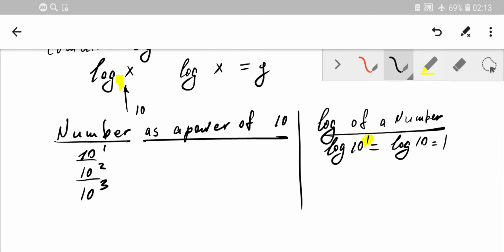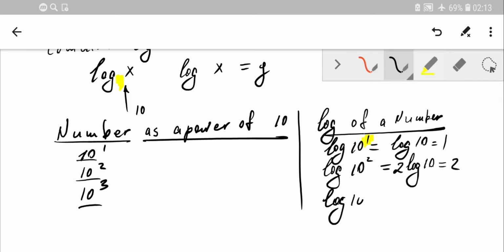Okay, so let's check 10 squared. In this case, we'll have log with the base 10 of 10 squared. According to the property, we'll get 2 times log base 10 of 10. In this case, we'll get 2. So simply, if we apply the log, you understand the logic that you take the power and put it just in front, because log with the base 10 of the number 10 is always 1. Okay, so make sure you understand.